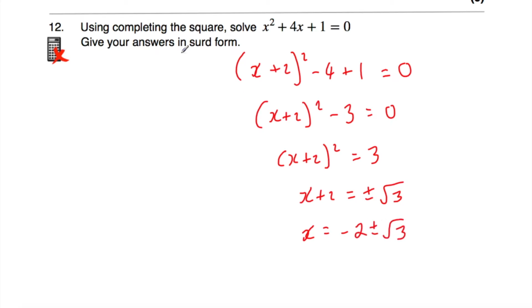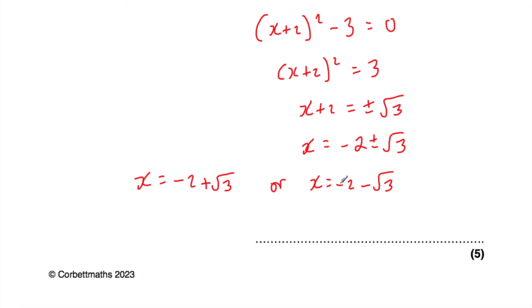Now, we've been asked to write our answers in surd form, so that means that one answer would be x equals minus 2 plus the square root of 3, or x equals minus 2 minus the square root of 3. So there are two solutions, and that's it.